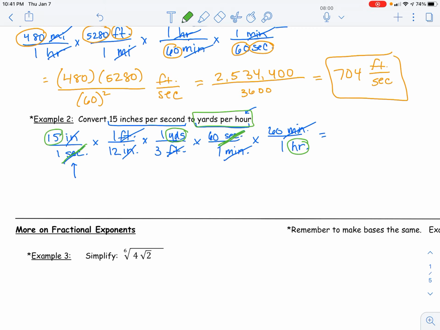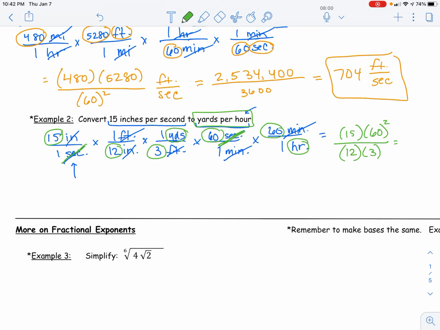So let's circle what we have. We have 15, 60, 60, 12, and 3. So let's write that as an answer. You're going to have 15 times 60 squared over 12 times 3.